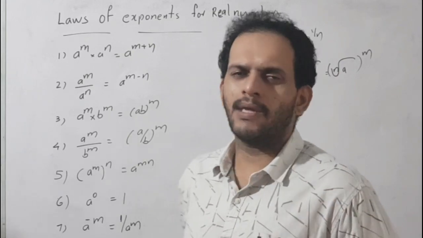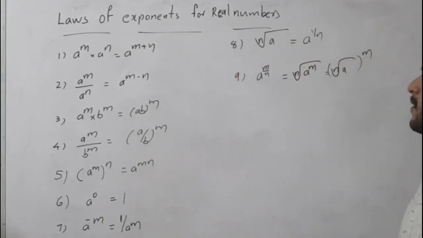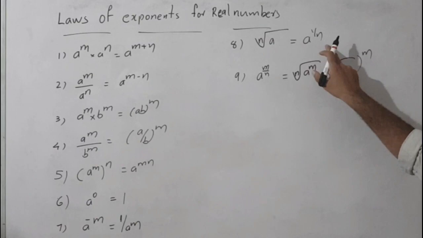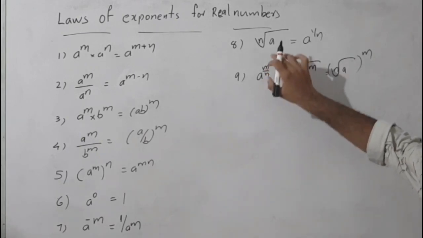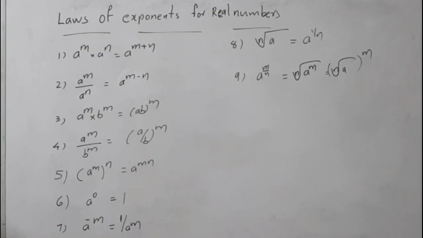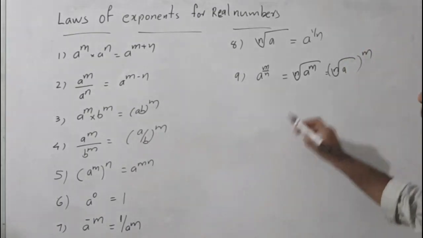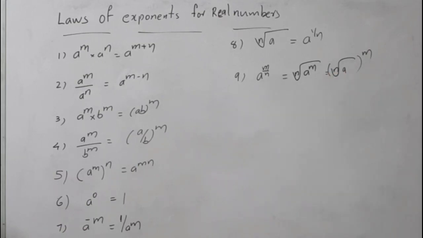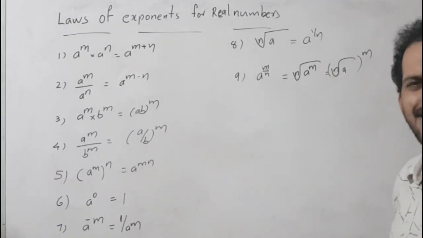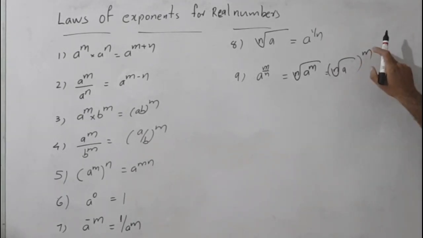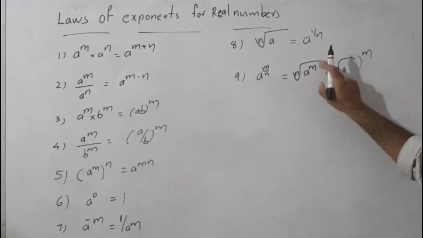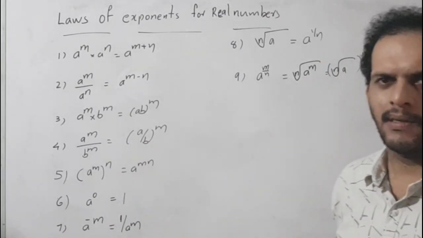Then the two new things: nth root of a is equal to a raised to 1 by n. This is the new law. Then a raised to m by n is equal to nth root of a raised to m, which is the same as the nth root of a, whole raised to m. Okay, those are the new ones.